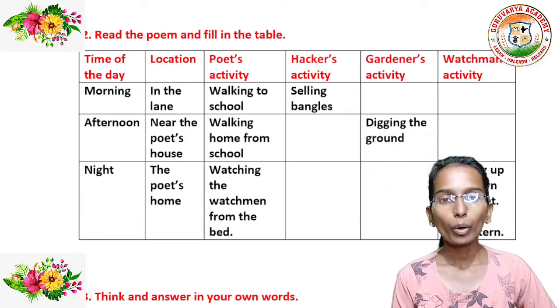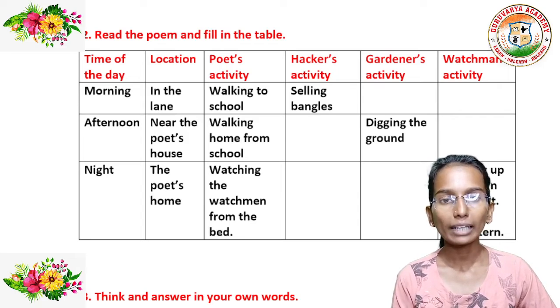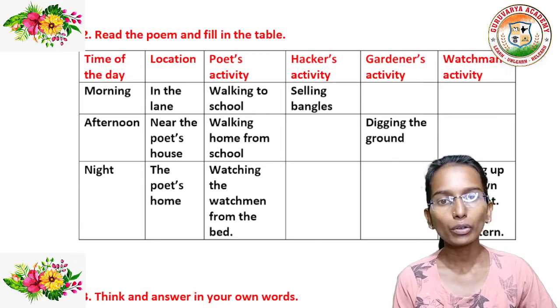Time of the day, morning. Location, in the lane. Poet's activity, walking to school. Hawker's activity, selling bangles. Gardener's activity, nothing. Watchman's activity, nothing. Afternoon, location, near the poet's house. Poet's activity, walking home from school. Gardener's activity, digging the ground.